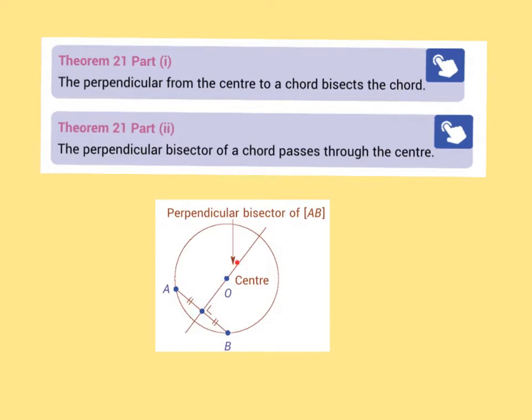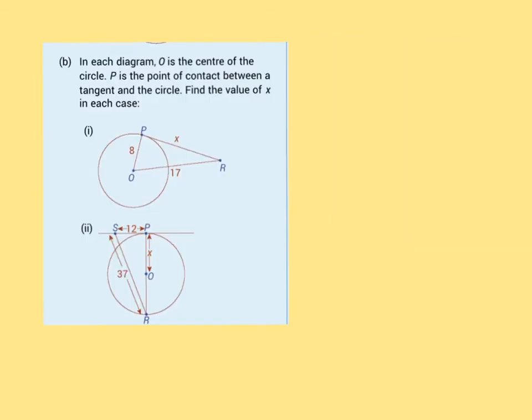So the perpendicular bisector, basically what they're trying to say there is that if you drop a line from the centre through the chord, it bisects the chord. Similarly, a line that bisects the chord will pass through the centre and can be considered the diameter of the circle. So I was just going to go through two questions today using this knowledge.